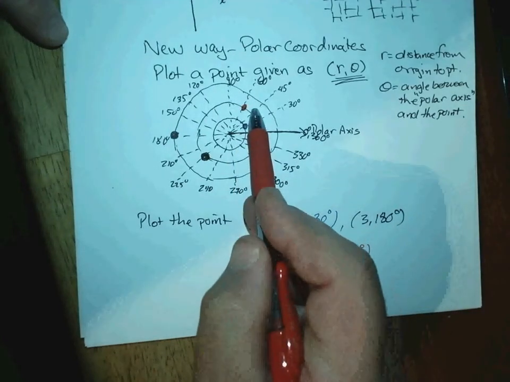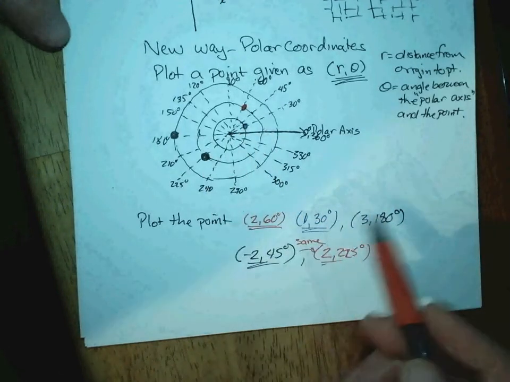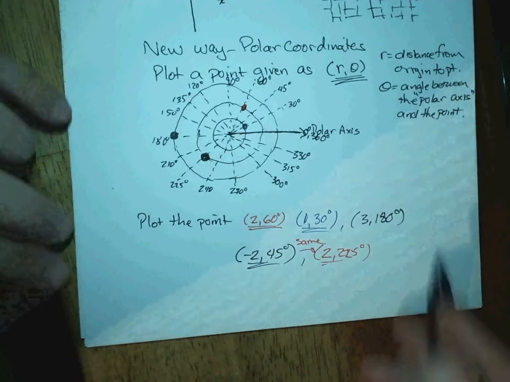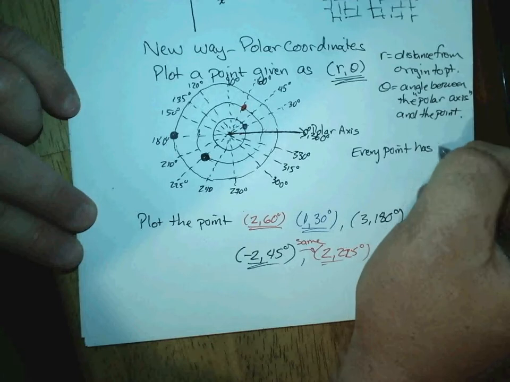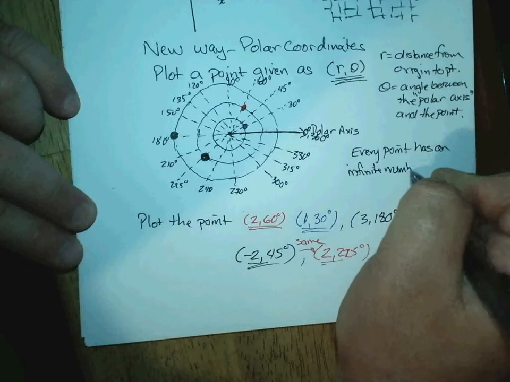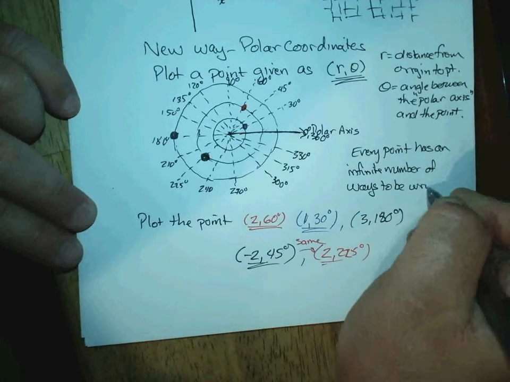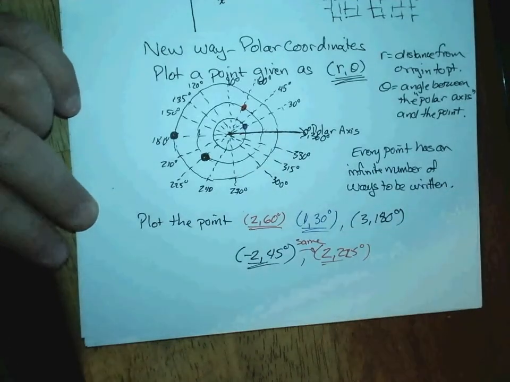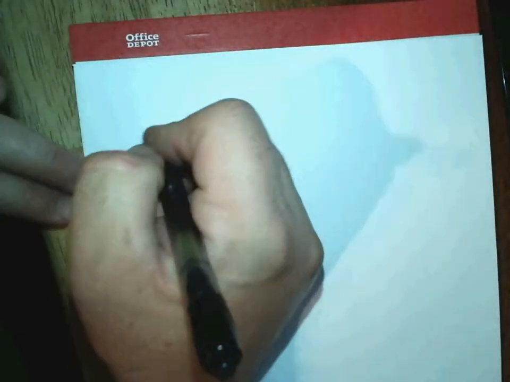Same thing with the negative. You could go to this angle and go -2, or you could go all the way around once, then this angle, then -2 in distance, and on and on and on. Every point has an infinite number of ways to be written. And that's quite a difference between only one way and an infinite number of ways. Okay. Now let's talk about the idea of converting between these two coordinate systems.